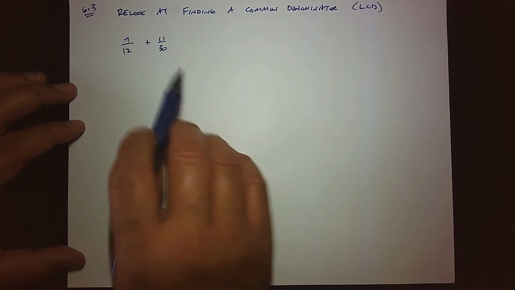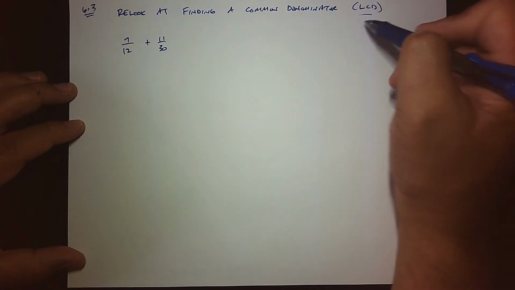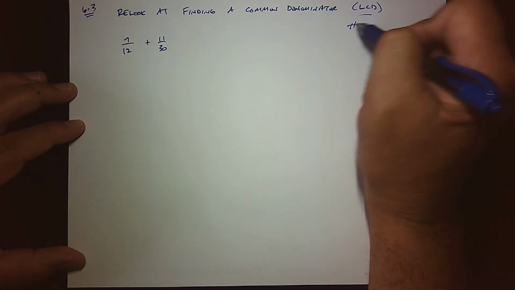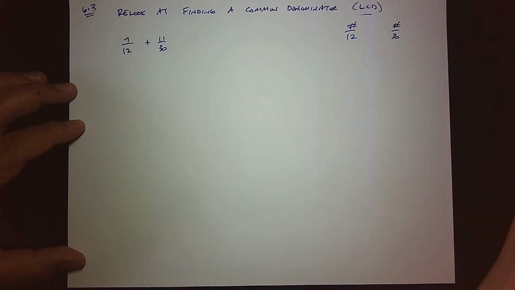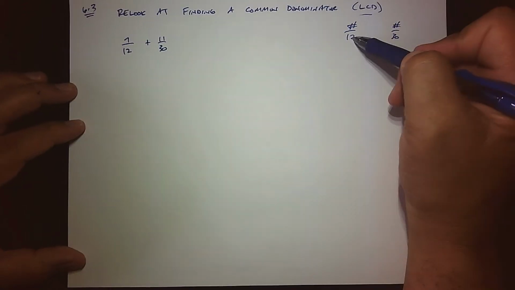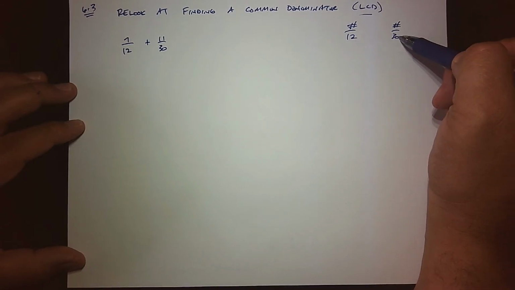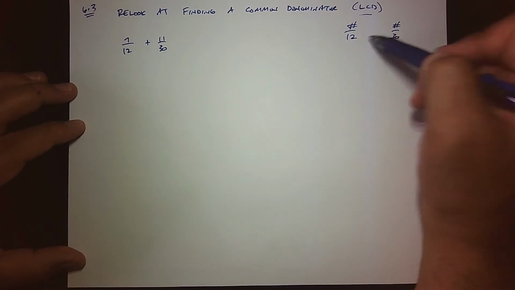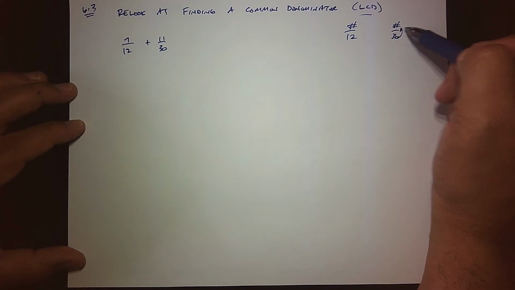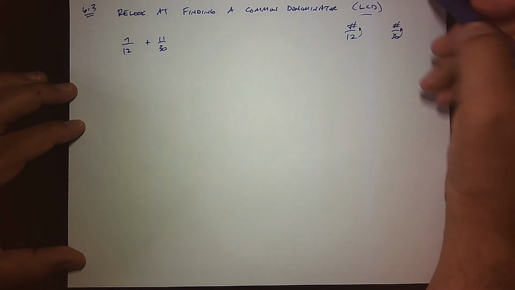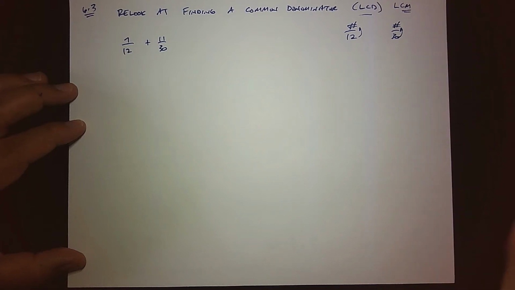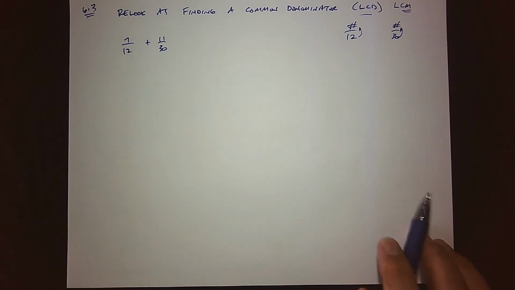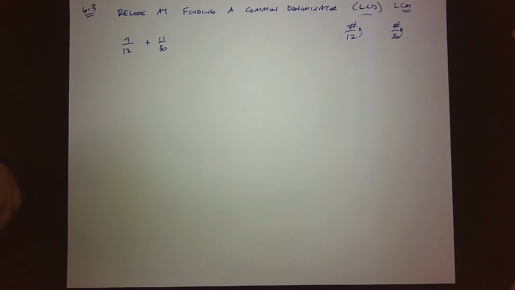Well, first of all, remember what LCD is. It's a number that 12 divides into cleanly and 30 divides into cleanly. So it's a number that's going to be bigger than 12 and probably bigger than 30. Some people call it the lowest common multiple, because that's literally what we're finding. So what number is both divisible by 12 and 30?